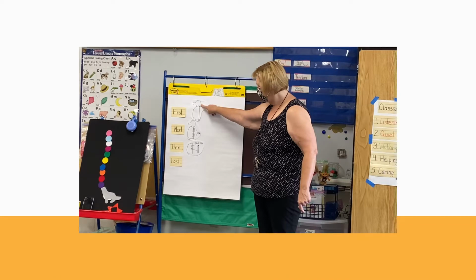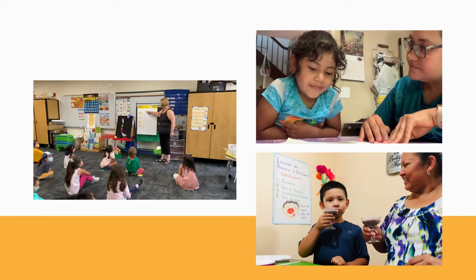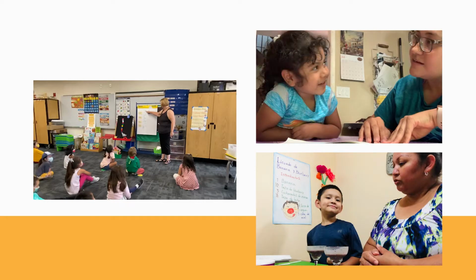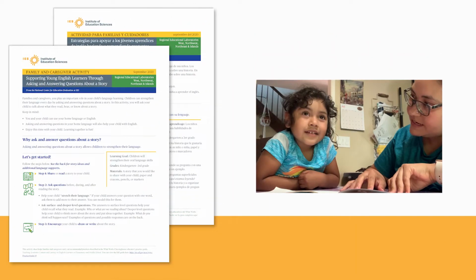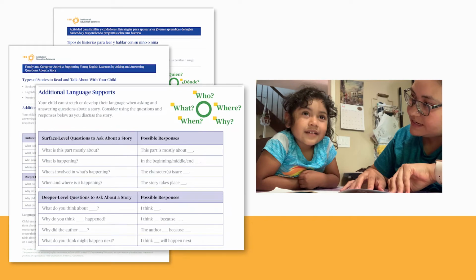In this video, we'll see portions of classroom lessons on the concept of sequencing and using sequential vocabulary, and how two families use different FCAs to prepare for, then extend and reinforce this classroom learning by creating opportunities for dialogue that build their child's oral and written language skills in their home language. First, we'll see how a family used the asking and answering questions about a story FCA that the teacher shared recently at Back to School Night, along with ideas about how to prepare the child for classroom content.